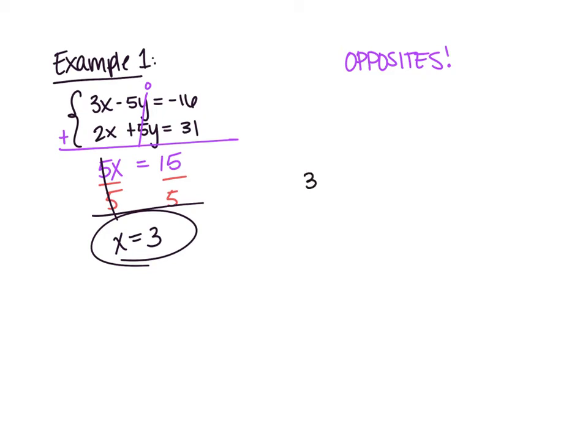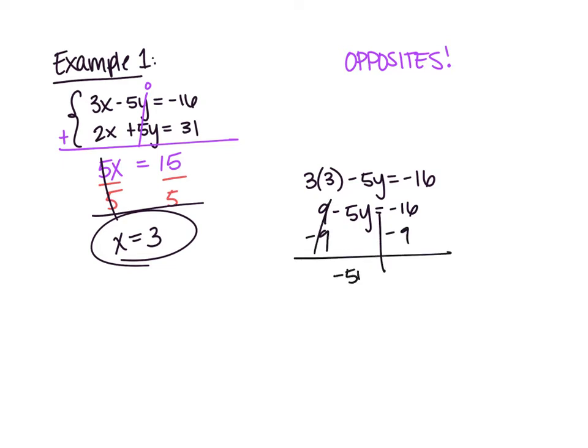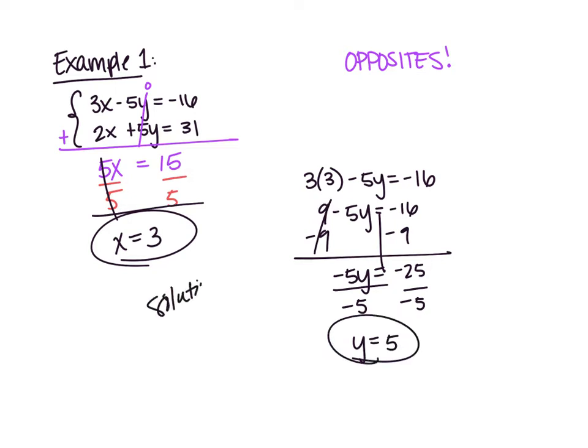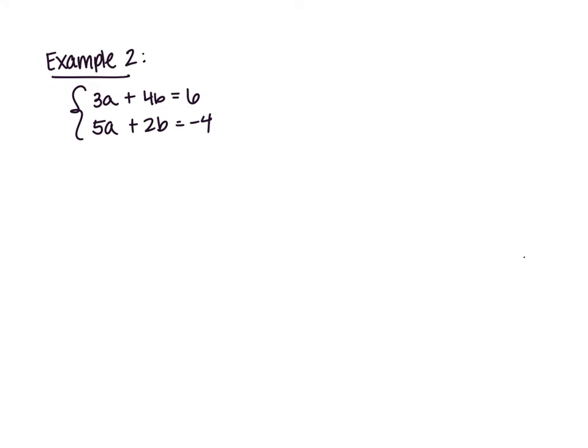So we would get 3 times 3 minus 5y is equal to negative 16. So again, this 3 is because that's what our x value is. So we get 9 minus 5y equals negative 16. And if I solve this using inverse operations, we end up with y is equal to positive 5. So our solution then, which we could check if we wanted to by substituting our values back in, is (3, 5). So let's take a look at another example.